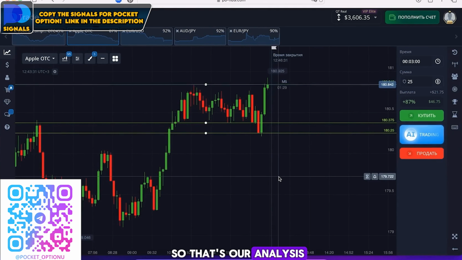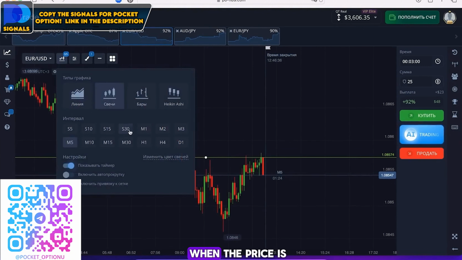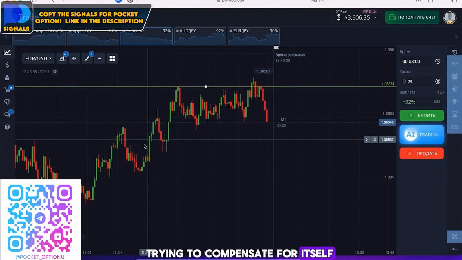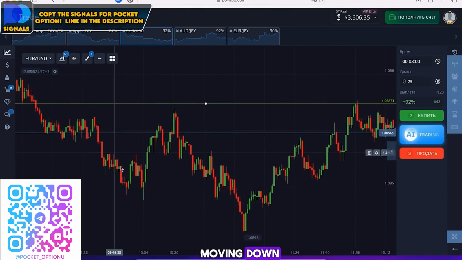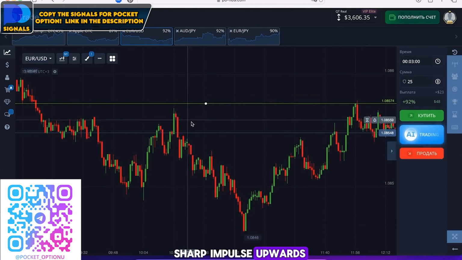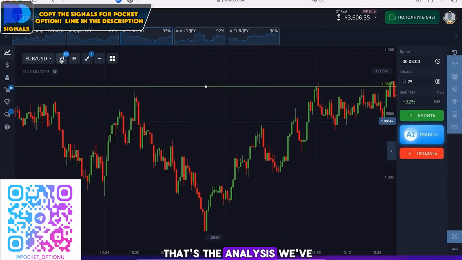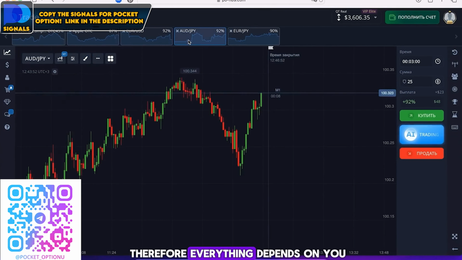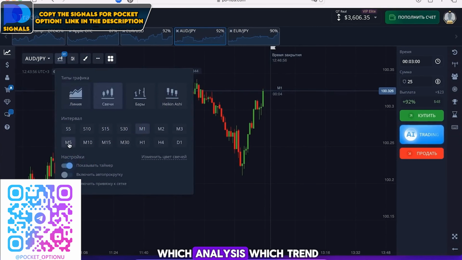So, that's our analysis of the flat market, the analysis of the V-shaped pattern, and specifically when the price is trying to compensate for itself. Let me show you again on the minute chart. When the price is moving down, it gives a very sharp impulse upwards, trying to compensate or reverse itself, but it doesn't succeed. That's the analysis we've done together. Therefore, everything depends on you. How you will choose here, which currency pair, which analysis, which trend.